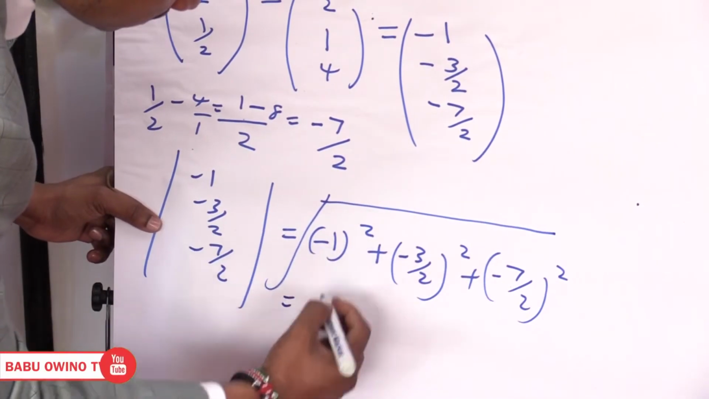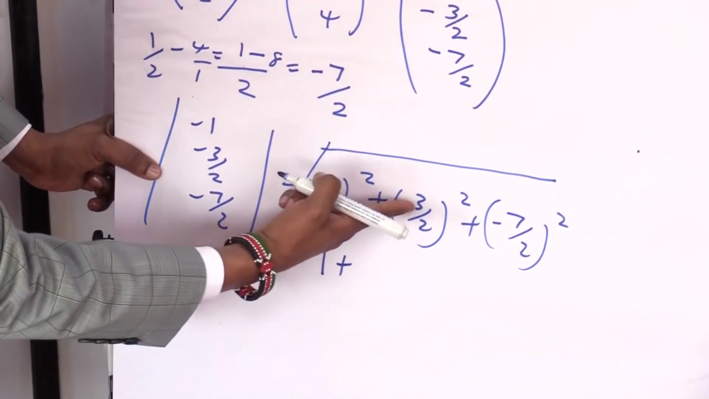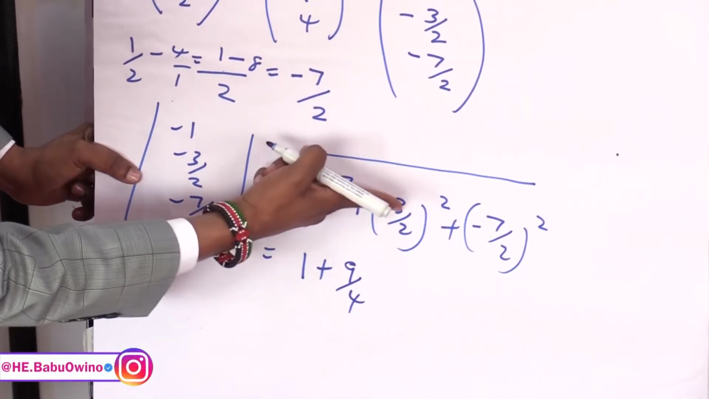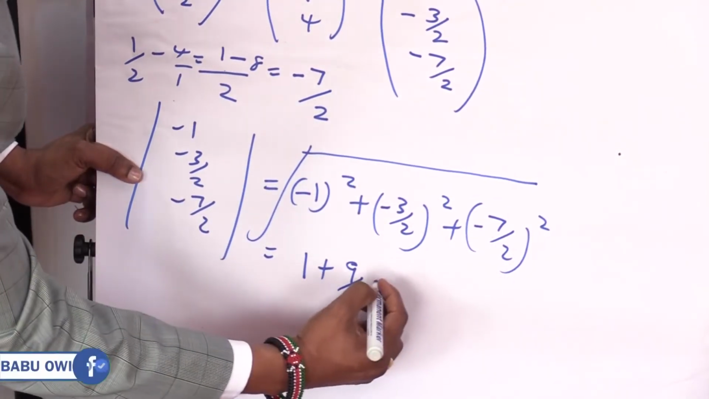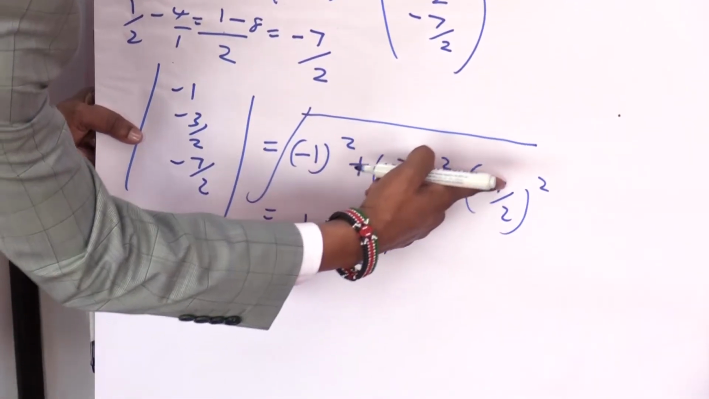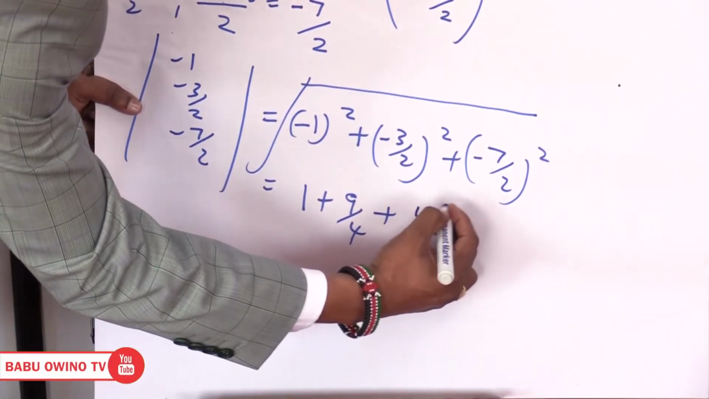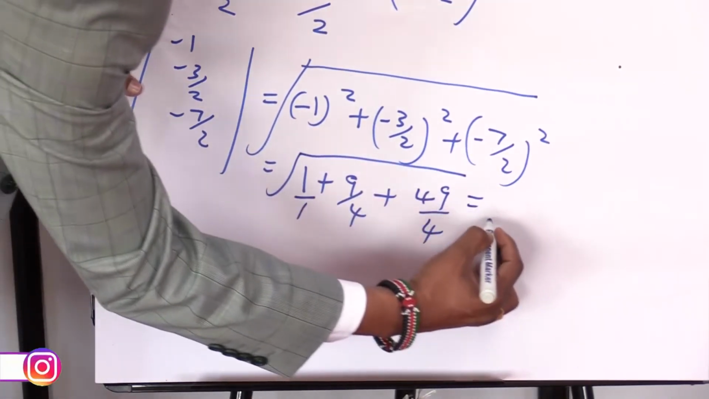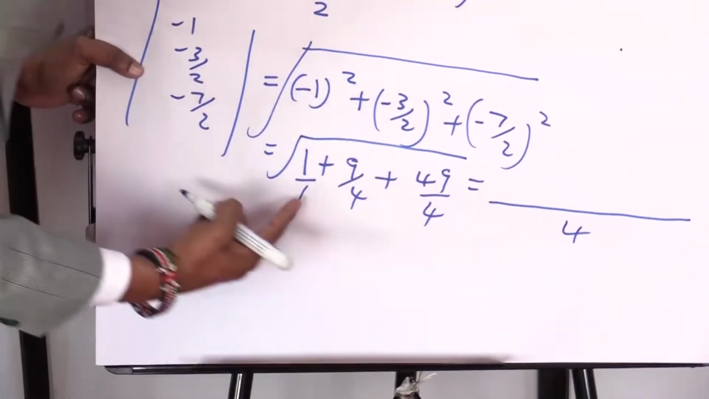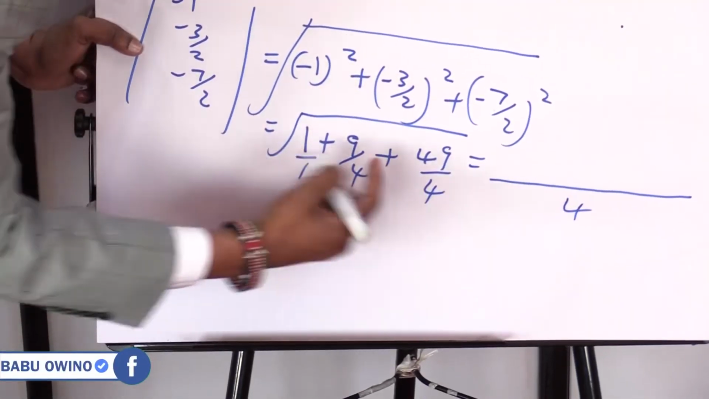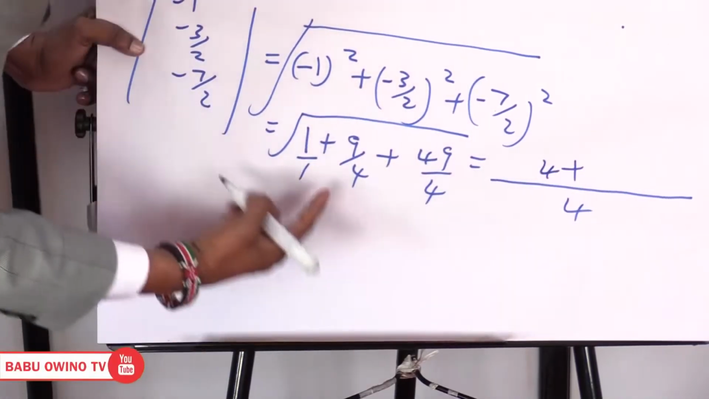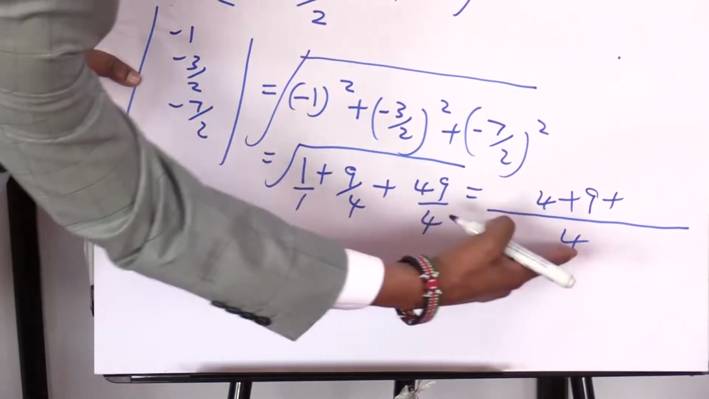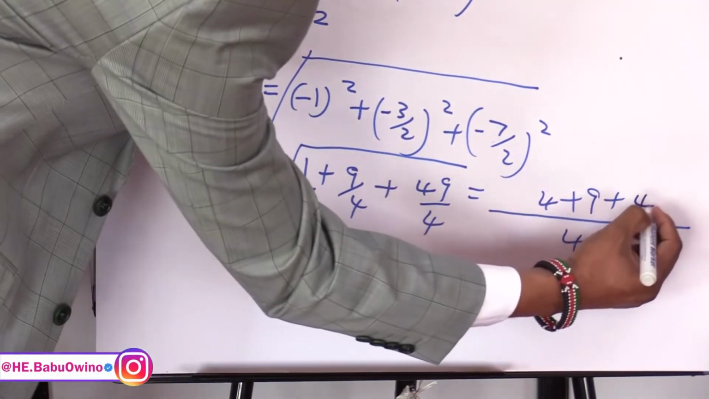So this comes to minus 1 squared is 1, plus minus 3 over 2 squared is 9 over 4. You square 3, then you square 2. So 3 squared is 9, 2 squared is 4, plus minus 7 over 2 squared is 49 over 4. Then into the square root. So get the LCM, which is 4. 1 goes into 4, 4 times. 4 times 1 is 4, plus 4 into 4 once, 1 times 9 is 9, plus 4 into 4 once, 1 times 49 is 49.